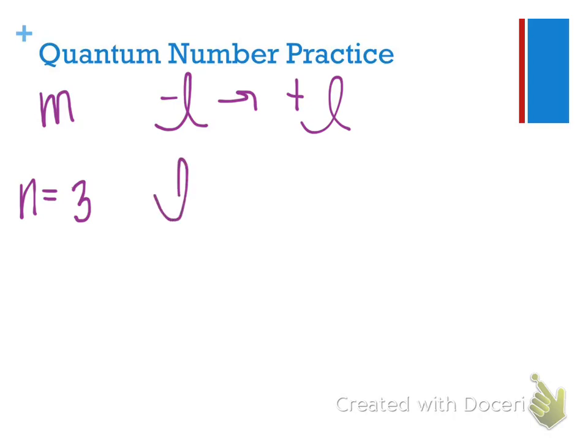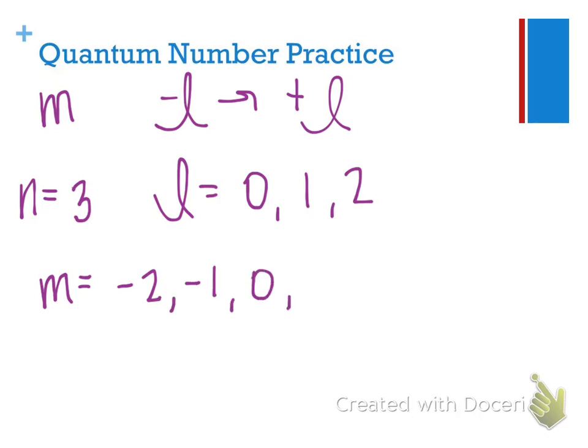So if n equals 3, l could equal what? 0, 1, or 2. So right now we're not trying to pin down its exact location. We're giving some broad options as to where it could be. So what are the possible values for m then? -2, -1, 0, 1, and 2.